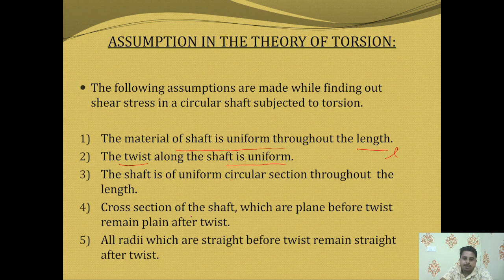Cross sections of the shaft which are plane before twist remain plane after twist. Also, radii which are straight before twist remain straight after twist. So basically the condition will be uniform, then this torsional formula will be valid.